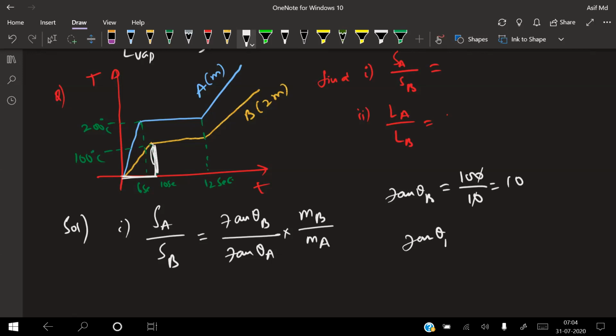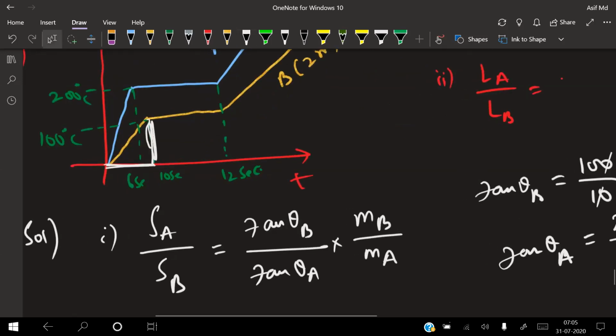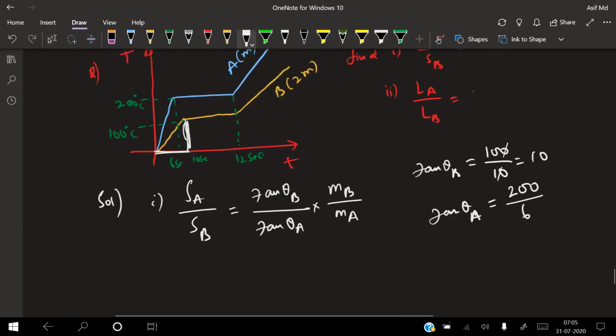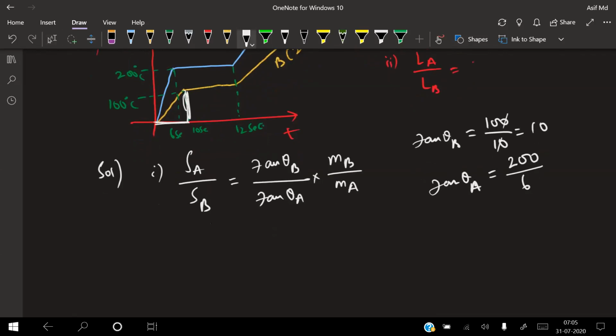Then tan theta B by tan theta A is equal to how much? A is given how much? 200 divided by 6. So this one is 6. So you got an idea how to take the tan thetas? Now you can write those values.